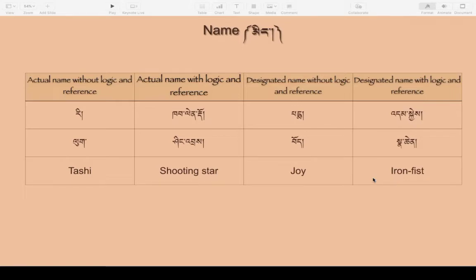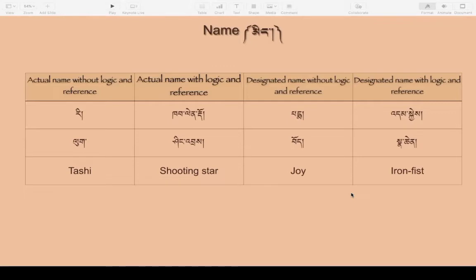So you see that the primary difference between the actual and the designated name is the fact that the actual name refers to the thing that it has been imputed or given to, whereas the designated name does not represent the actual thing to which it has been imputed. So these are the two different types of name. One is the actual name. The other one is the designated name. And there are two subgroups of each of them.